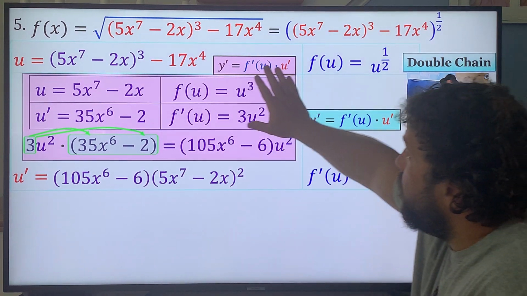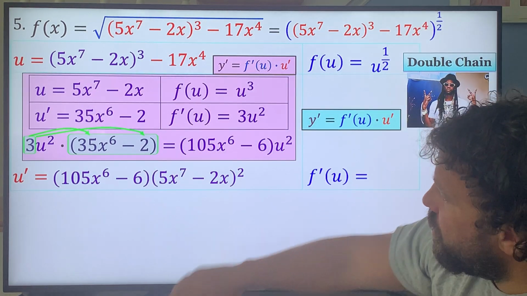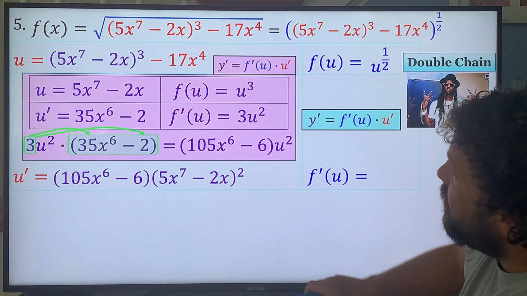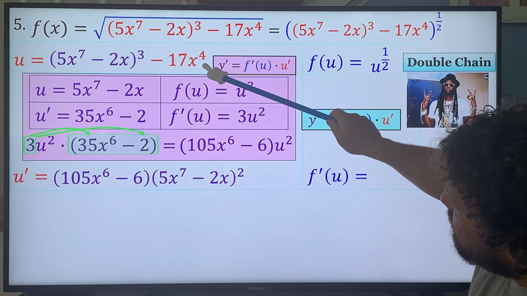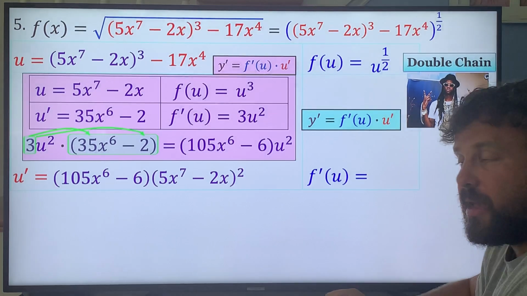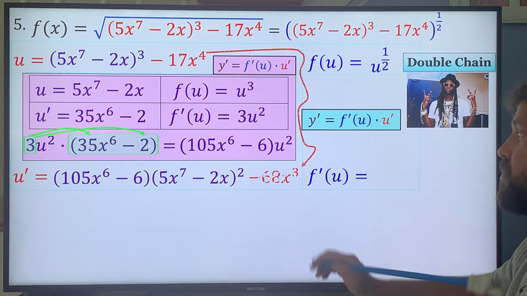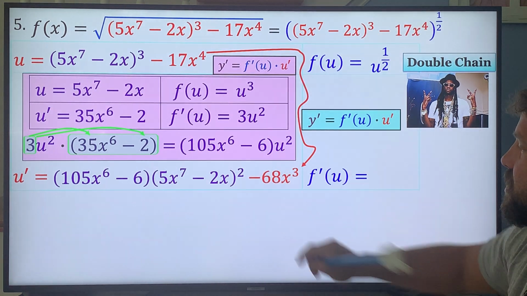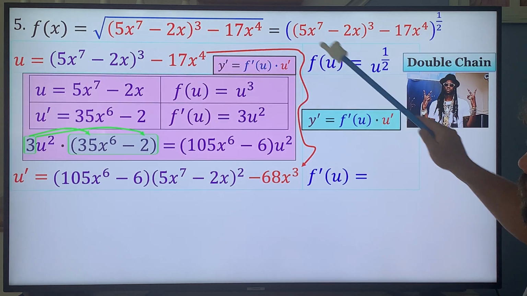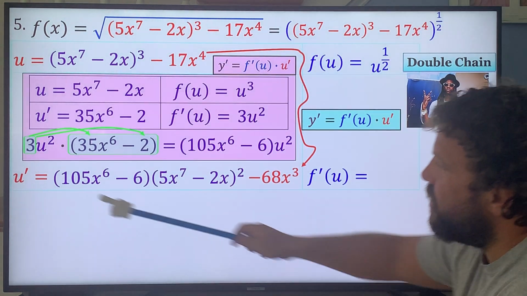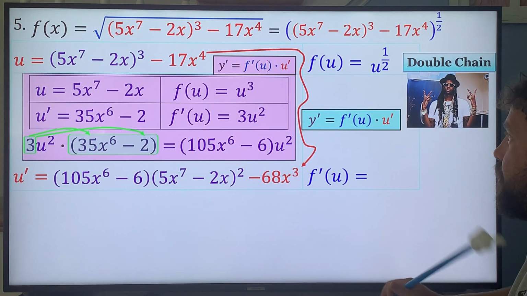Now, this purple part, we don't use anymore. But don't forget about the minus 17x to the 4th. What do we do with that? You just derive it normally. So it's negative 17 times 4x cubed, which is minus 68x to the 3rd. All right, so this now is my whole u prime.